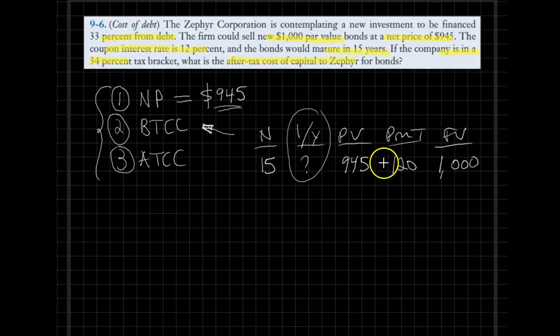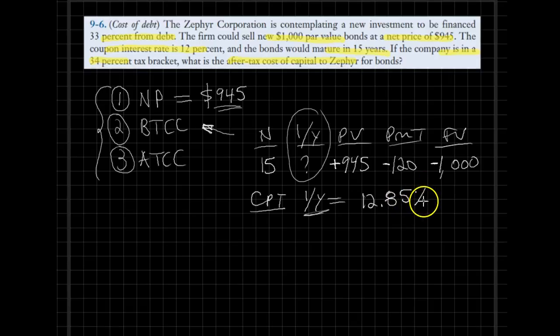Because the firm receives the $945, I will put a plus sign in front of it, but the coupon payments and the face value ultimately will be paid by the firm, so those will come out as negative. So therefore we can now go ahead and compute I/Y, which will give us the before-tax cost of capital, and this number is 12.85%.